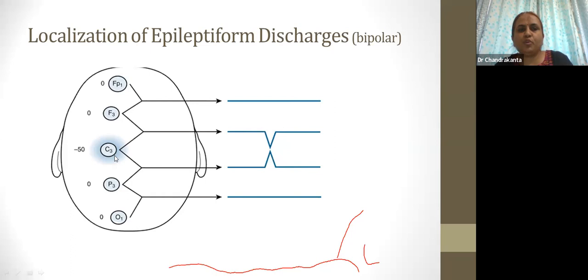So during depolarization, a negative electric field is generated. When the epileptiform discharges they are generating, there is depolarization of the area and this is a negative field. So this phase reversal will point towards the negative area. So here we are getting a phase reversal at C3. So likely that epileptiform discharge is originating from the C3.